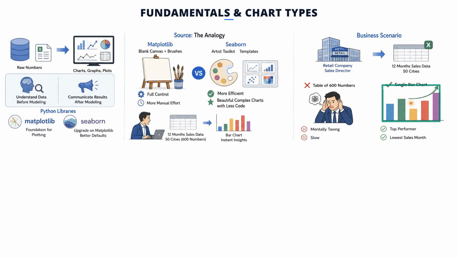Why is the chart so much better? Because the human brain processes images 60,000 times faster than text. Visualization acts as a spotlight, revealing hidden patterns that are practically invisible when looking at raw data sets.